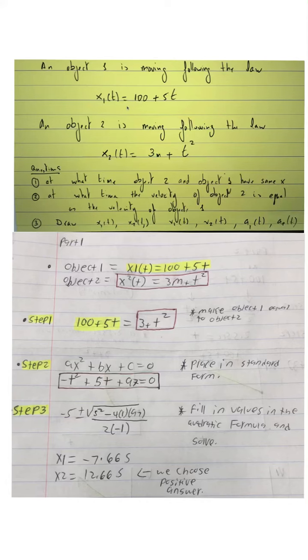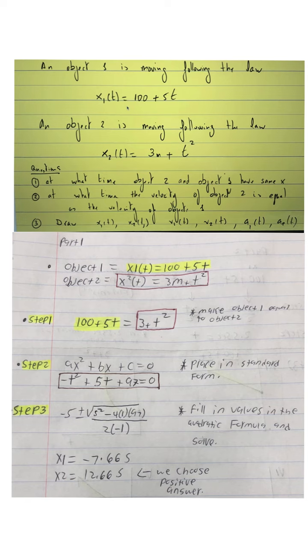Okay, so in this question, we're given two objects. We're told that object 1 is following the law x of t equals 100 plus 5t, and we're told that object 2 is following the law 3 plus t squared.